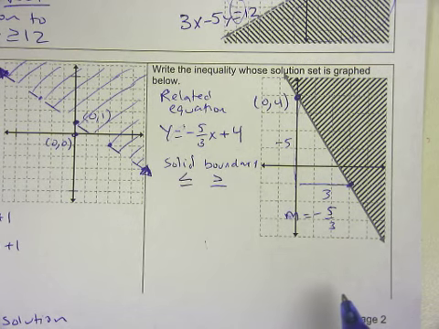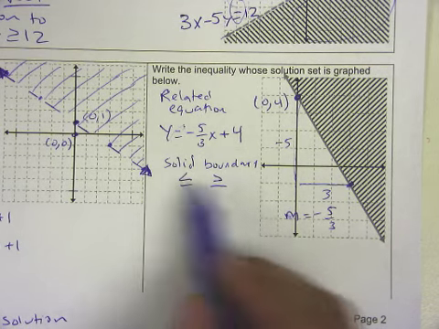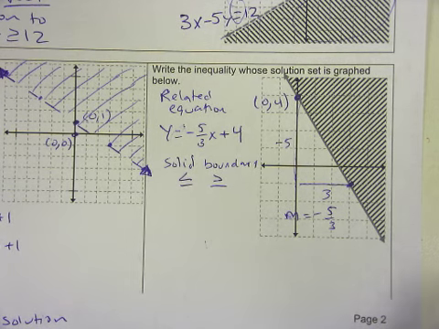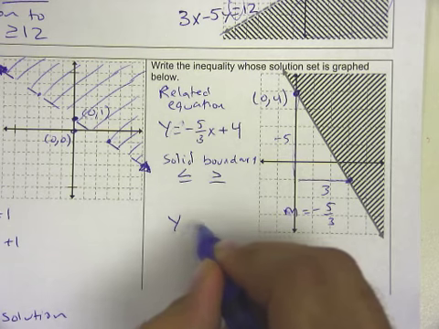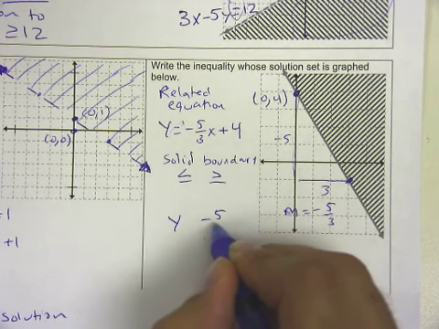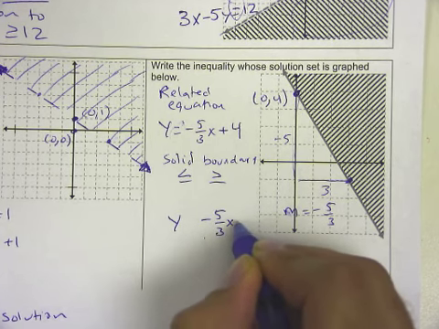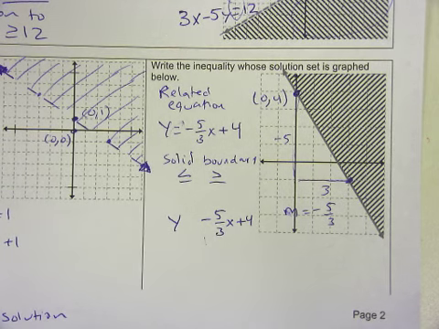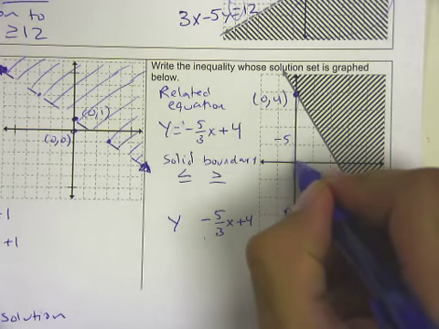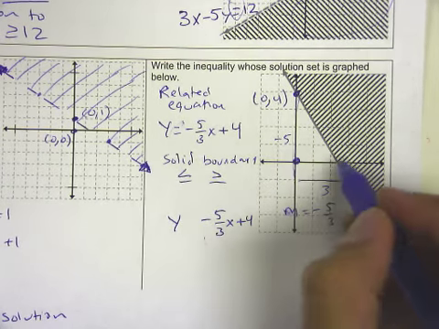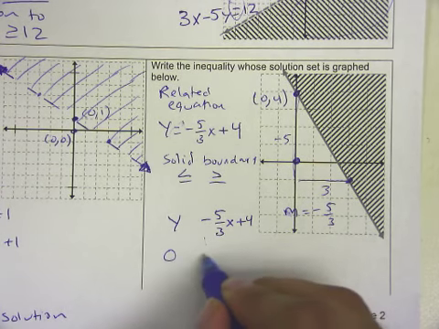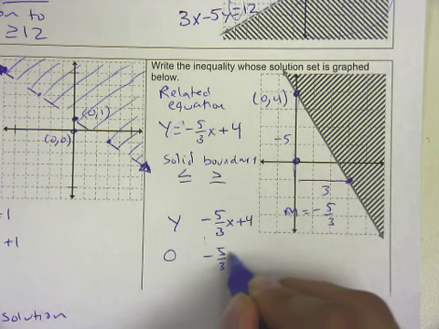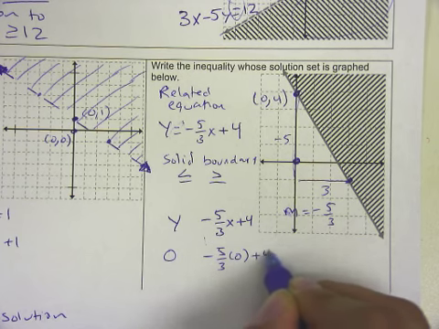Then the last question is, which one of these two? There are lots of different ways to figure this out. Here's what I would recommend. Write your inequality without the inequality symbol in it. Then take any point. I like to take (0, 0) when it's not on the boundary, which it isn't in this case. So I've got 0 is something compared to negative 5/3 times 0 plus 4.